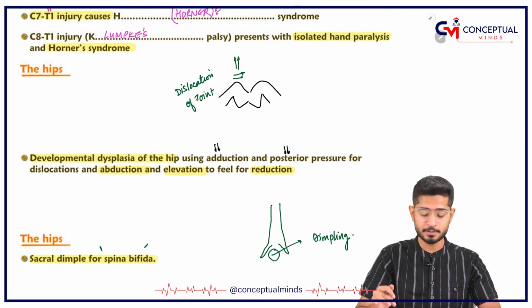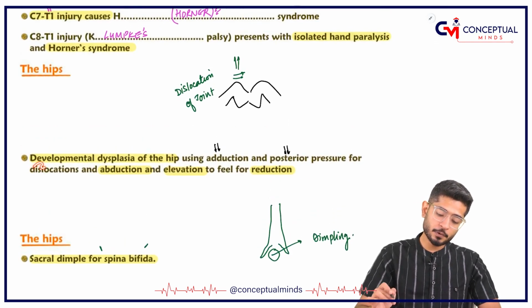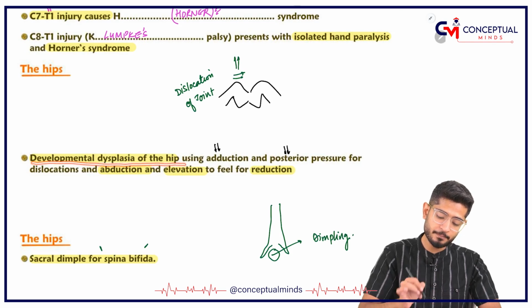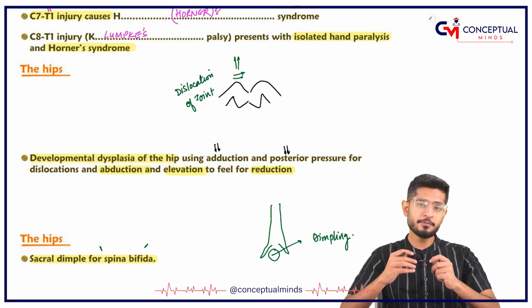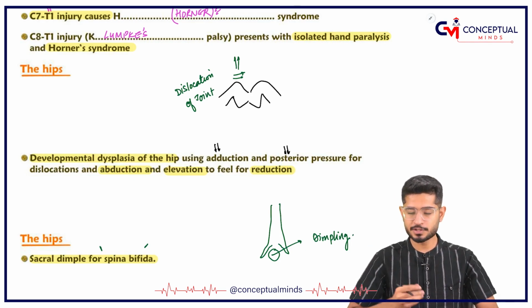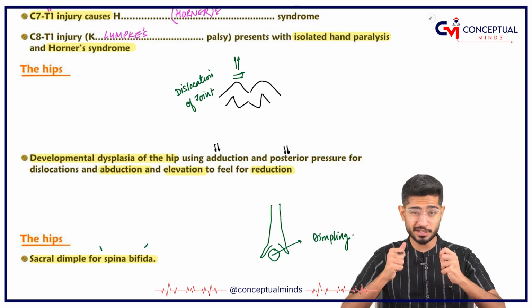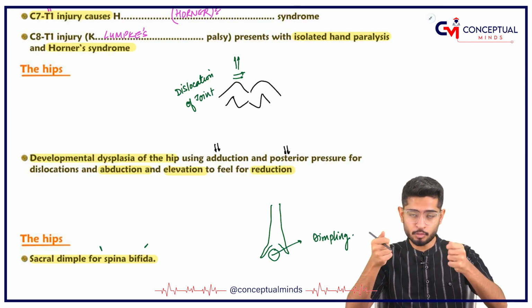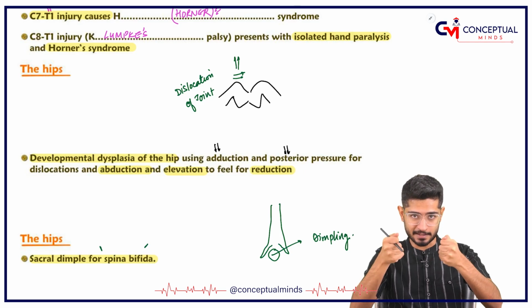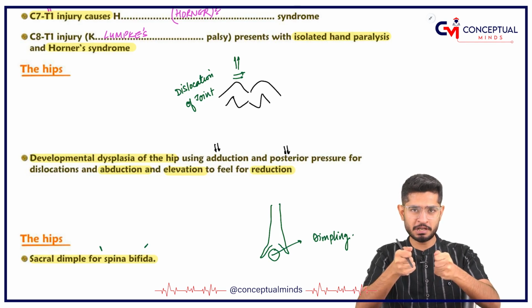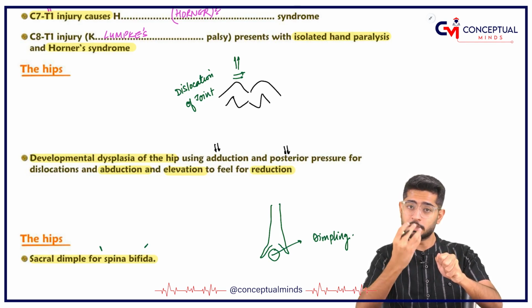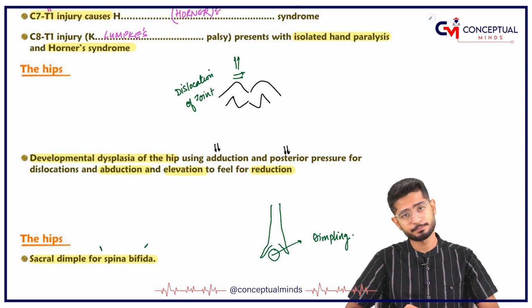Coming on to the hip part. So understand what happens with the hip. There is something called developmental dysplasia of the hip. If you want to dislocate the hip, which is actually congenitally dislocated only, my dear friends, you have to hold the legs of the child, adduct them and give a posterior pressure. You'll hear a click. That means the hip is dislocated, the femur is out of the acetabulum.